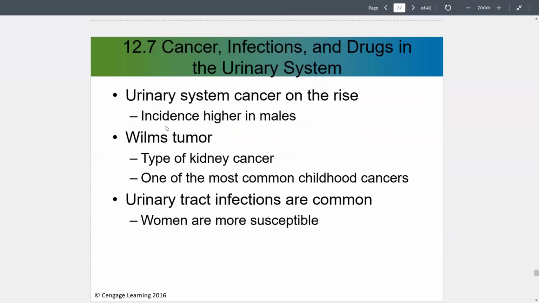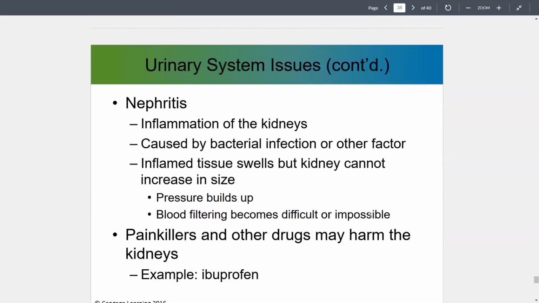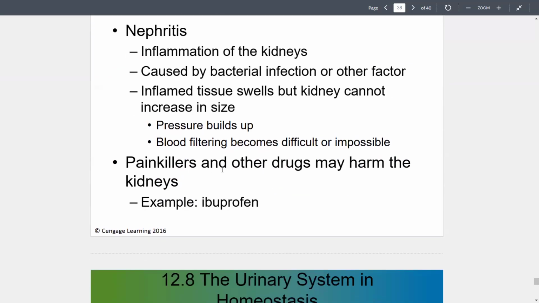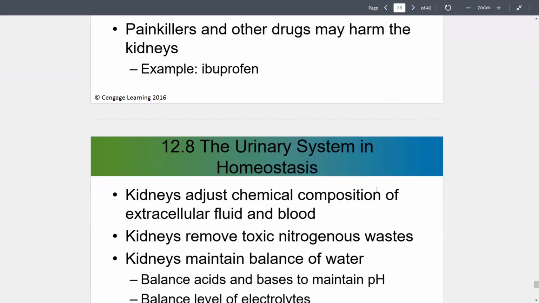So you can also have cancer, urinary cancer. You can have a Wilms tumor, which is a type of cancer. You can get a UTI. For some reason, women are more susceptible. Nephritis, as in nephron, is inflammation of the kidneys from bacteria. It could be from a UTI that leads to kidney inflammation, which you don't want to get. And then painkillers can hurt the kidneys. So watch out for taking too many painkillers, even over the counter, because they hit your liver and kidneys first.